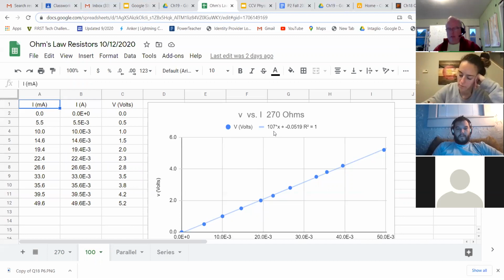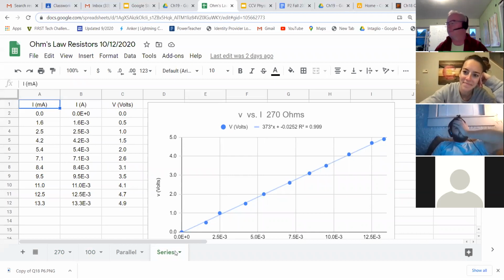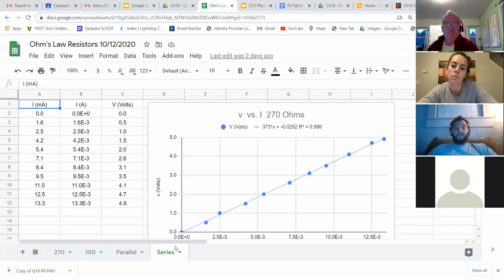Now, we talked about how resistance in series adds. I have a 284 ohm resistor and a 107 in series. So if I add that up, that comes out to 391. And my slope was 373. So there's a little bit of a percent error there. If I was just adding what their labels are, then I'm spot on. But when I'm comparing it, I should use the actual values we get from the graph.